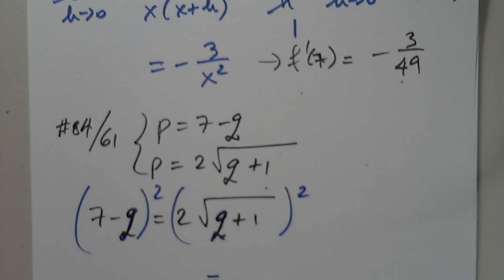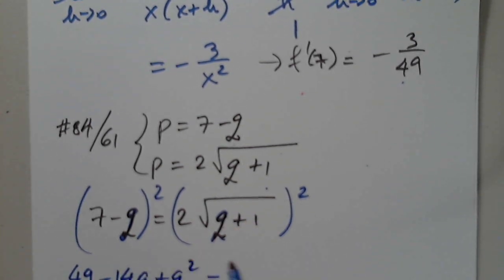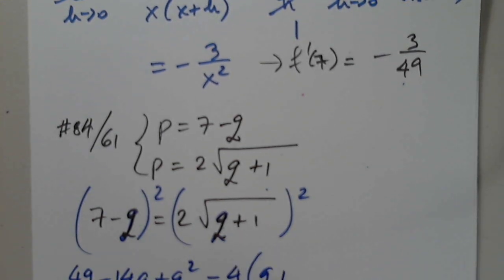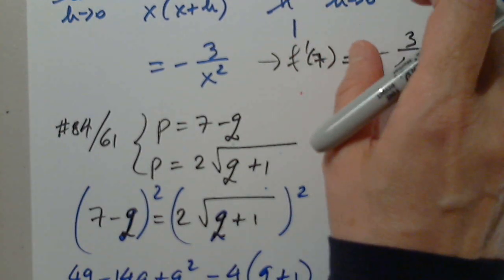49, yes, perfect, minus 14q plus q squared. Awesome. So now this is 4, and this is q plus 1. Distribute, combine like terms, and get the solution.